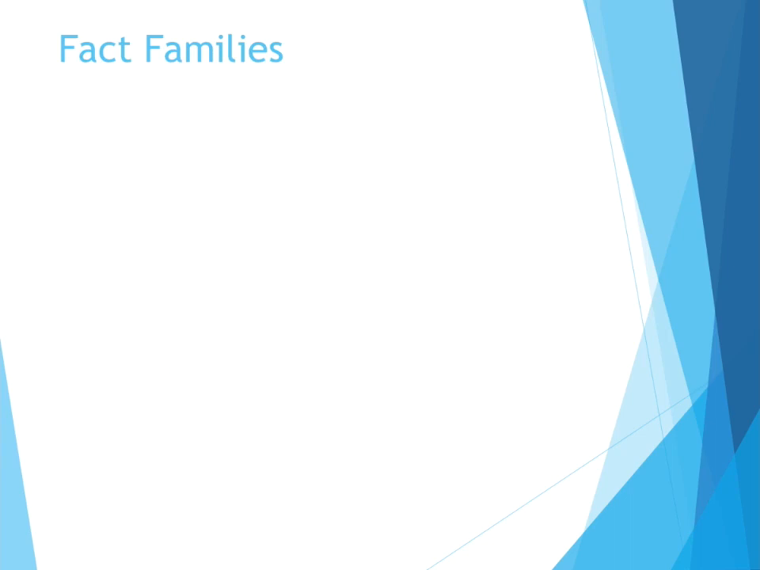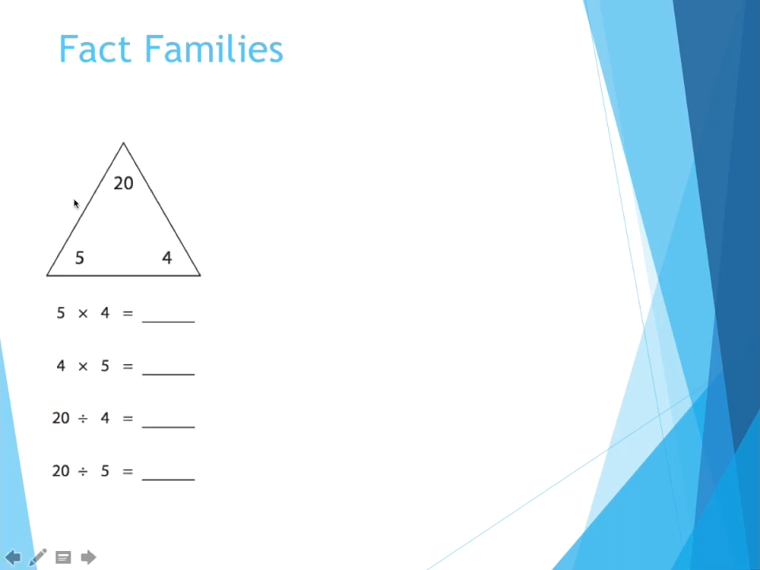Thinking about fact families is an important way to think about multiplication and division, okay? So as you can see here, I have 20, I have 5, and I have 4. So I know that these numbers can work together to help me with multiplication and division. If 5 and 4 are my factors, then I know that 20 must be my product. And I know based on the commutative property of multiplication that I can switch these factors and put them in different orders and still get the same product, okay?